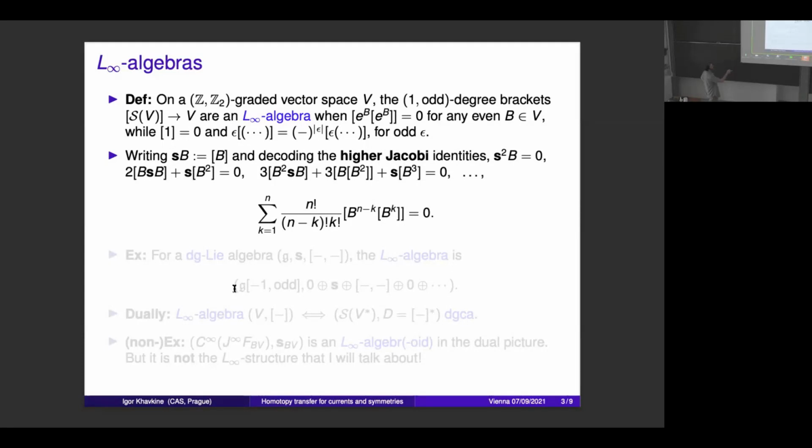If S were zero, you'd find, for example, that this tells you the binary bracket satisfies the Jacobi identity. If S is not zero, this tells you that S is compatible with the binary bracket, like in the DG Lie algebra case. Otherwise, the Jacobi identity is violated in some way that is controlled by the differential. The most general, higher order identity looks like this. You can expand it using unshuffles if you like, by symmetrizing over already symmetrized subsets of arguments. This is the main set of L-infinity algebra identities.